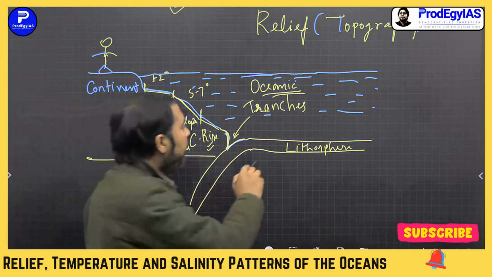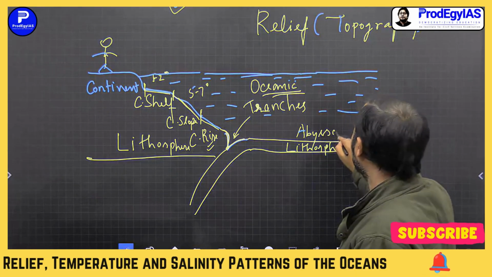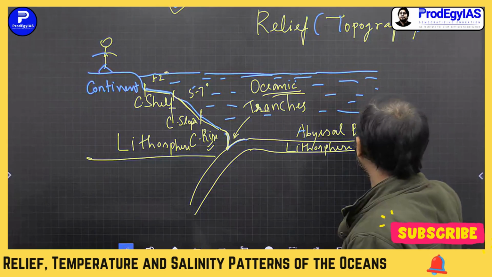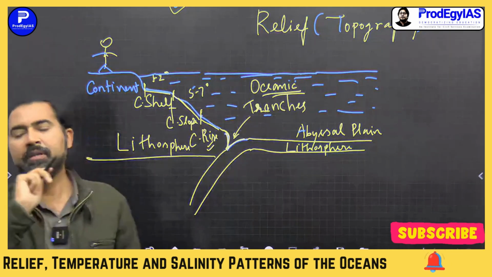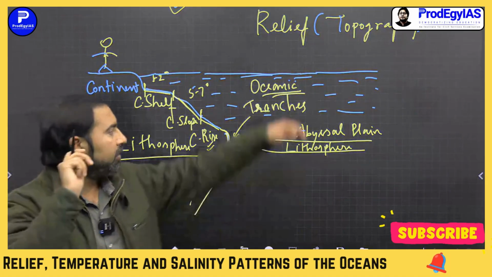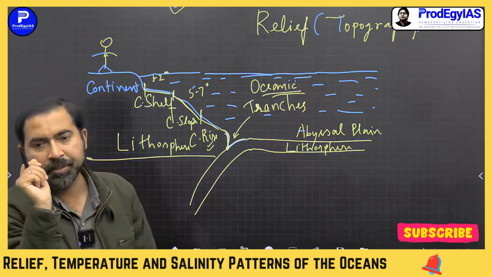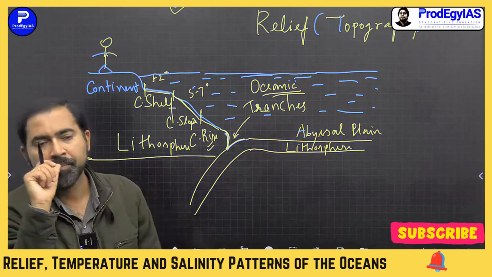These abyssal plains, they are known as the abyssal plains. Abyss means very deep sea plains. You can see that they are the deeper parts of the oceans. Not the deepest, which are the trenches, but they are the deep plains.